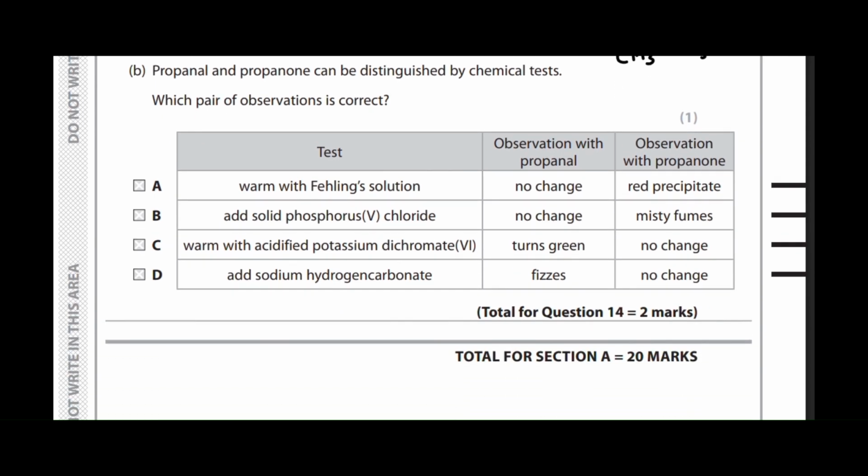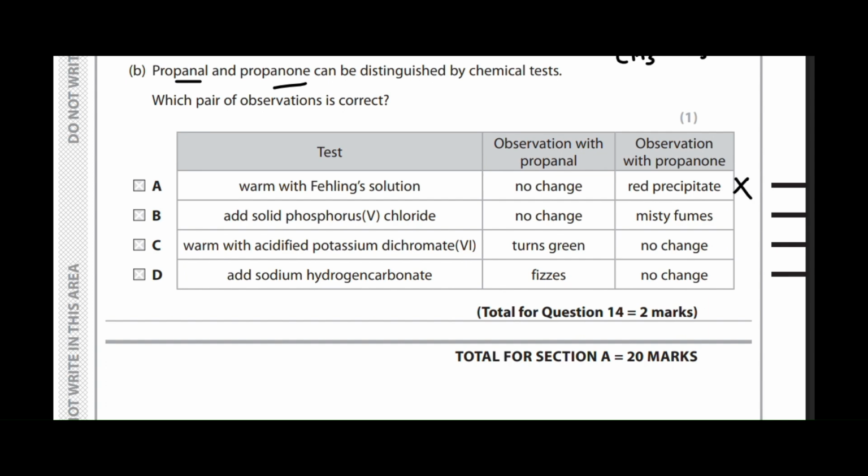Now the last question: propanal and propanone can be distinguished by chemical test. This is an aldehyde and this is a ketone. So these tests can be used. Warm with Fehling's solution: propanal no change, propanone red precipitate. This is wrong because here the propanal will give a positive test and there will be no change in propanone. So this is the wrong answer.